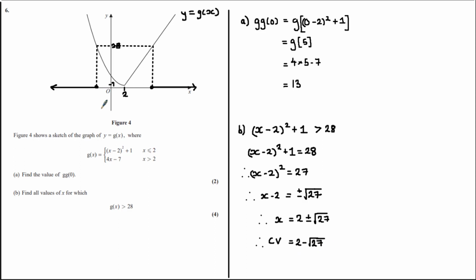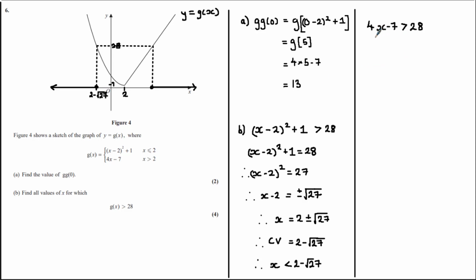And let's just update this on the diagram. So now we have our critical value. We can deduce that the set of x values which satisfy this inequality on this side is the set of x values strictly less than 2 minus the square root of 27. Now let's work out the other set of values, and this can be found by solving the following inequality.